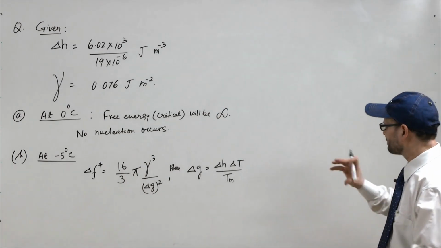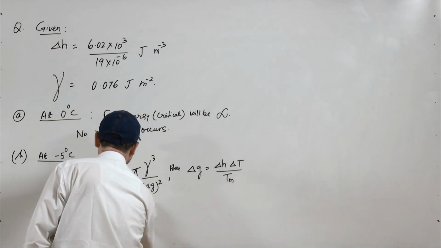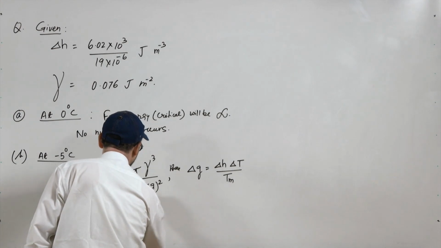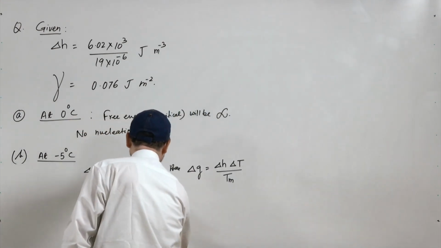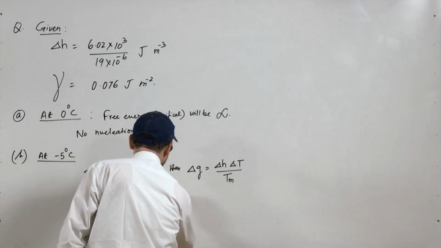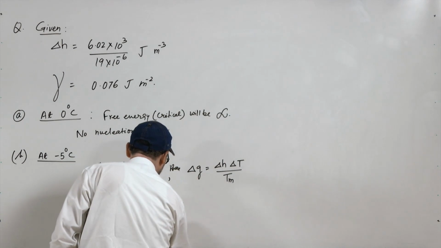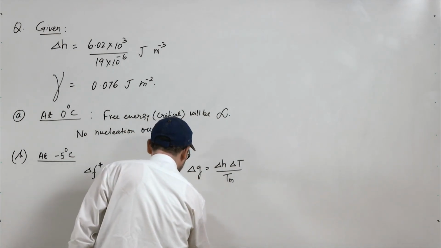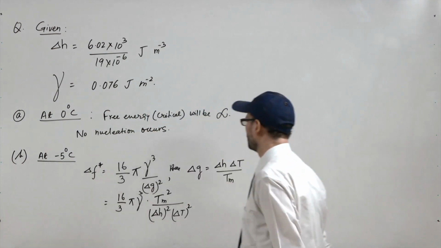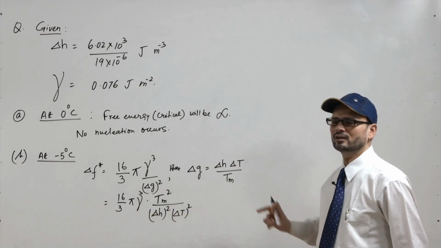So, the expression which we had got earlier was 16 by 3 pi gamma cube upon delta G square. So, it will be T m square upon delta H square multiplied by delta T square. So, this is what is required, that is the critical free energy.